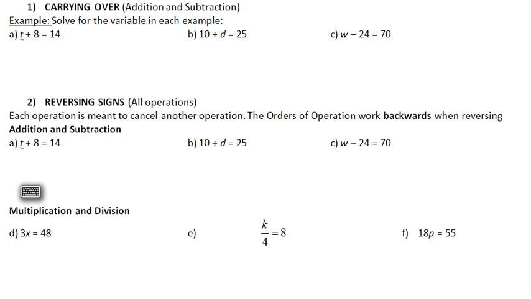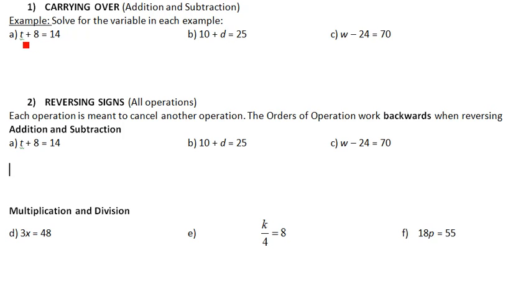So now we're going to start solving our equations using inspection, which means that we're actually going to use calculations to find the answers to these problems. The first method is called carrying over, and every time we move a number with an operation or a sign in front of it to the other side, it changes its sign and it changes the operation.